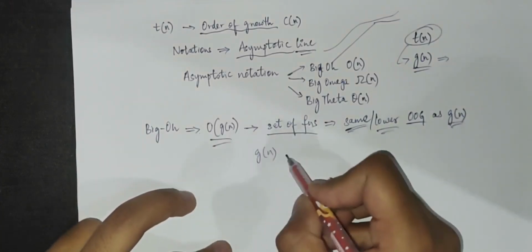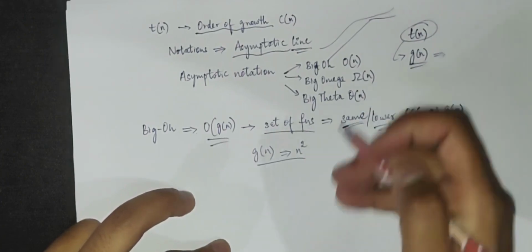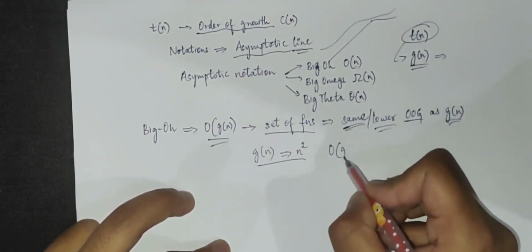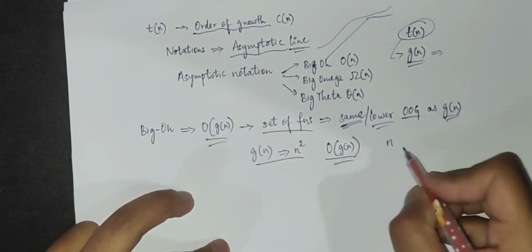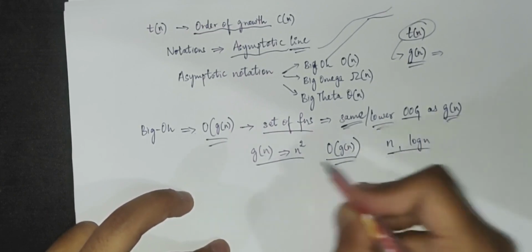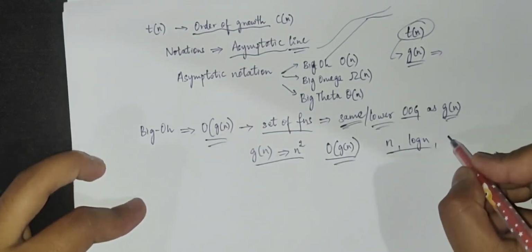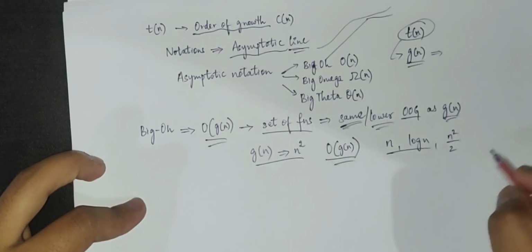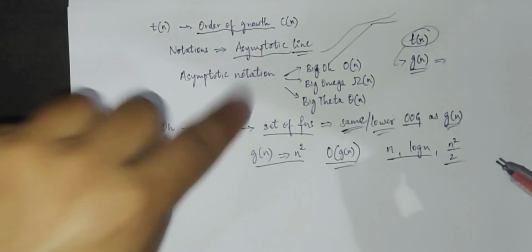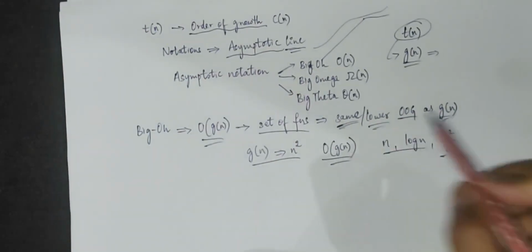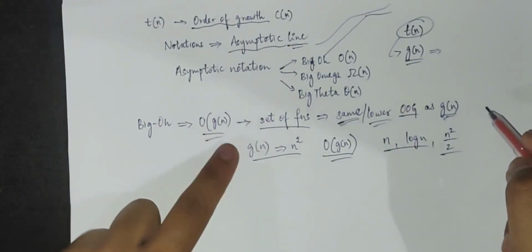Now, if g of n was, let's say, n square, then everything which is under n square would be included in this set of functions of big O of g of n. For example, n, and then maybe log n. All these are under n square. And even n square by 2 would also be included, because it is again same or lower. So this is how we informally define it. A set of functions having the same or lower order of growth as g of n would be denoted using big O of g of n.